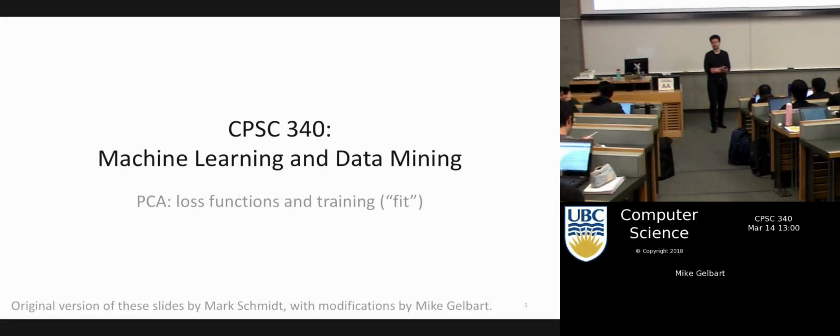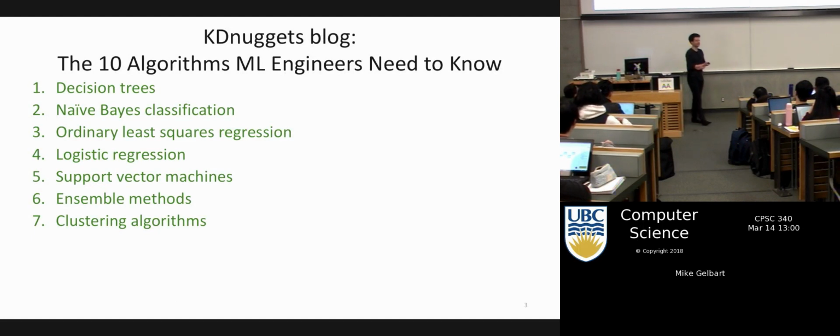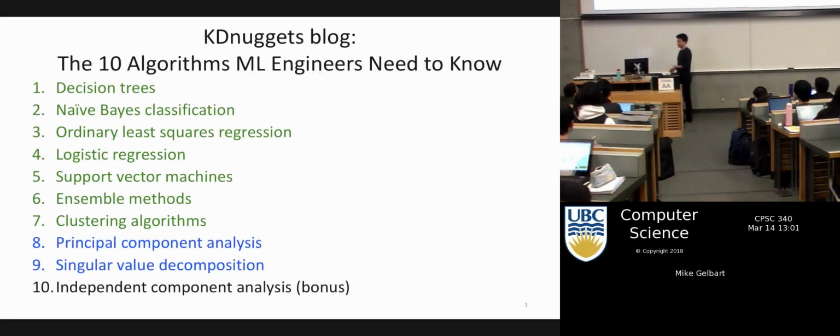Today we're going to continue the discussion of PCA. I don't know if you all have heard of KD Nuggets, but it's a blog around data science, and they listed a whole bunch of algorithms that machine learning engineers need to know, and I think hopefully we've covered the ones up to this point, and then the rest of them we're basically covering now. So PCA is what these lectures are about. SVD, I'll mention it today, and then ICA you can find in the bonus slides.